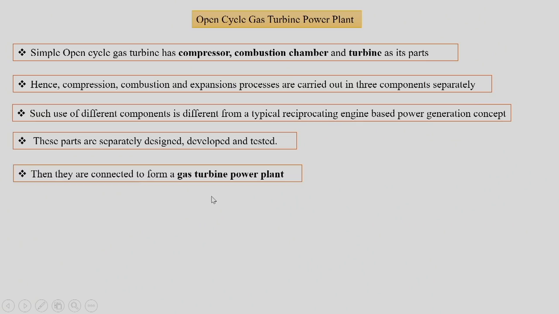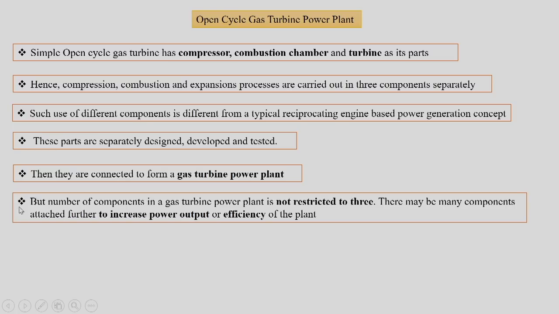We have to design three different parts, test these three different parts, and then assemble them to form a gas turbine power plant for our necessary objective. It may be electricity production, or it may be for propulsion or transportation application. There is one more thing: as we say that an open cycle gas turbine power plant has three components, it is not that it can have only three components, it can have multiple components, more than three.